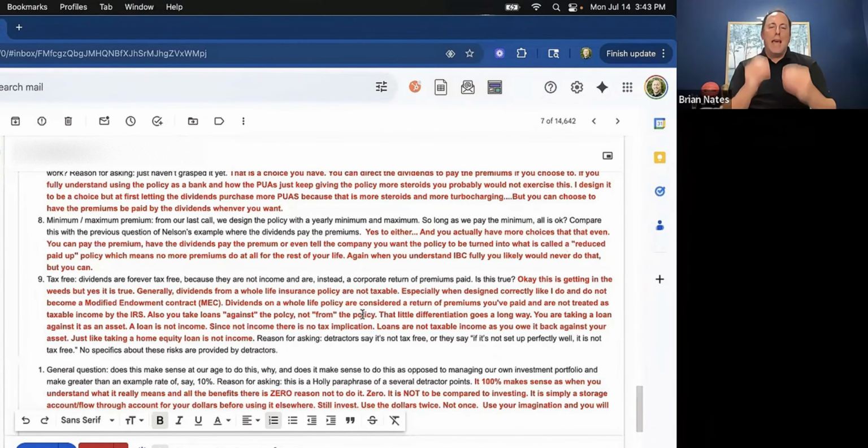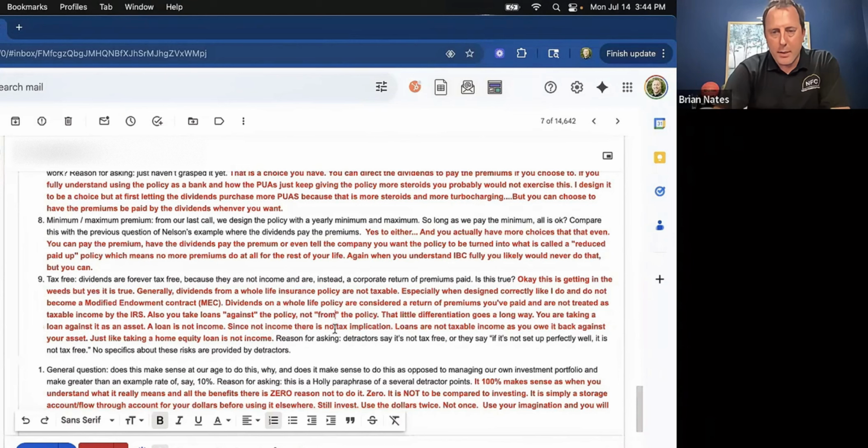Also, when you take the loans against the policy, you're not taking it from the policy. That is a huge differentiator. So if you're taking the money as a loan against it, you're not taking it from it. It's a loan against the asset. The asset is the life insurance, right? That is the cash value. It is not income. So since it's not income, there's also no tax implication. Loans are not taxable at all. You owe it.